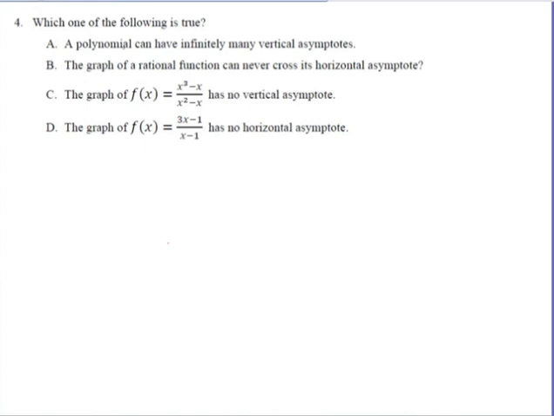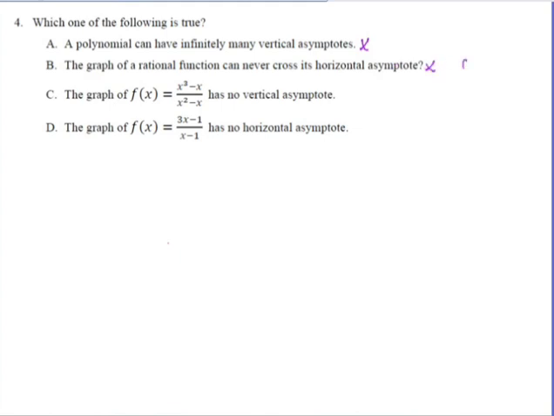Which one of the following is true? A: A polynomial can have infinitely many vertical asymptotes. This is a wrong statement, because a polynomial function is a function with no vertical asymptotes whose domain is all real numbers. So the statement in A is wrong. B: The graph of a rational function can never cross its horizontal asymptote. This is also wrong.